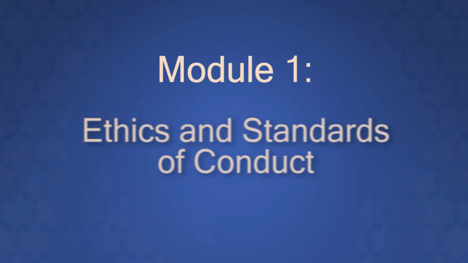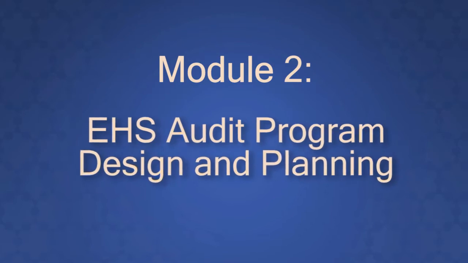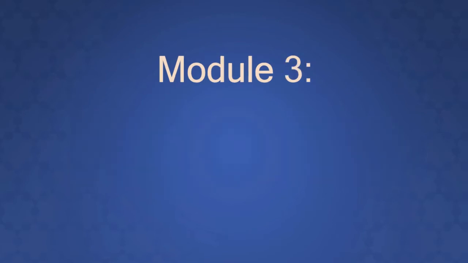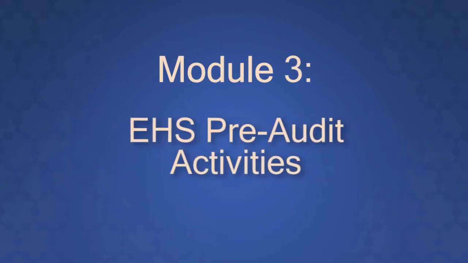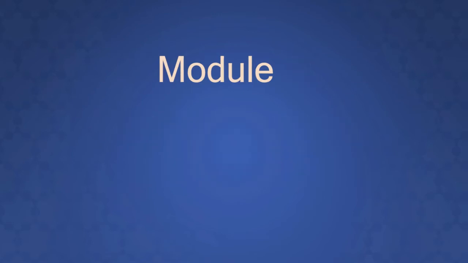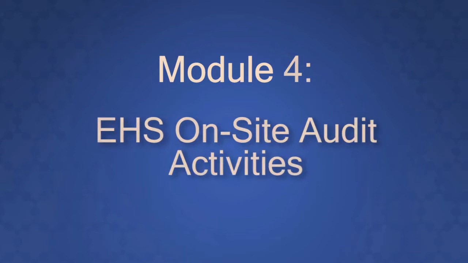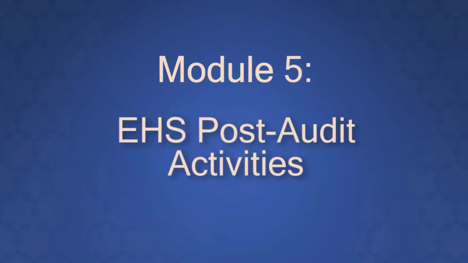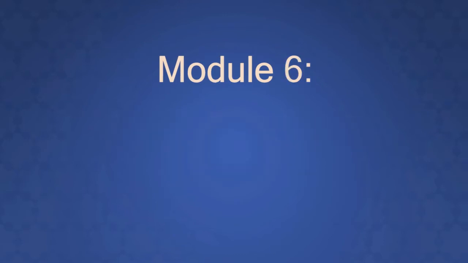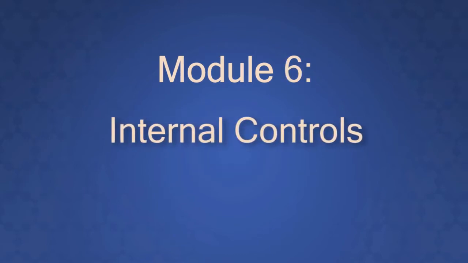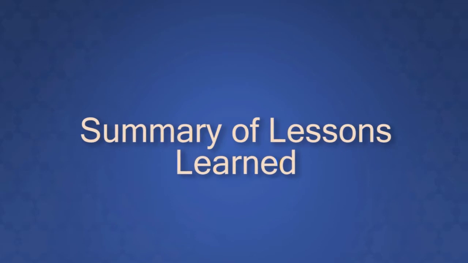Module 1, Ethics and Standards of Conduct. Module 2, EHS Audit Program Design and Planning. Module 3, EHS Pre-Audit Activities. Module 4, EHS On-Site Audit Activities. Module 5, EHS Post-Audit Activities. Module 6, Internal Controls. Summary of lessons learned.